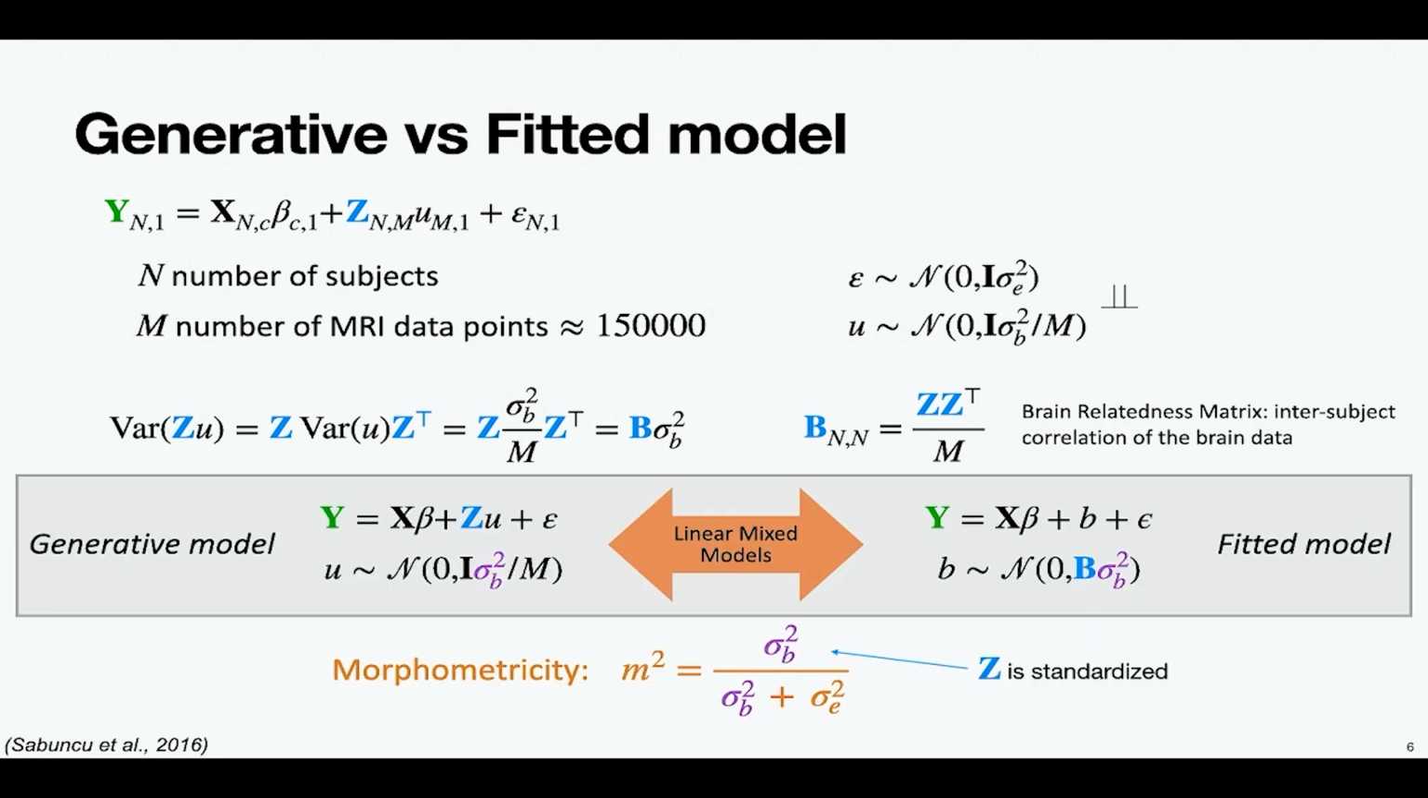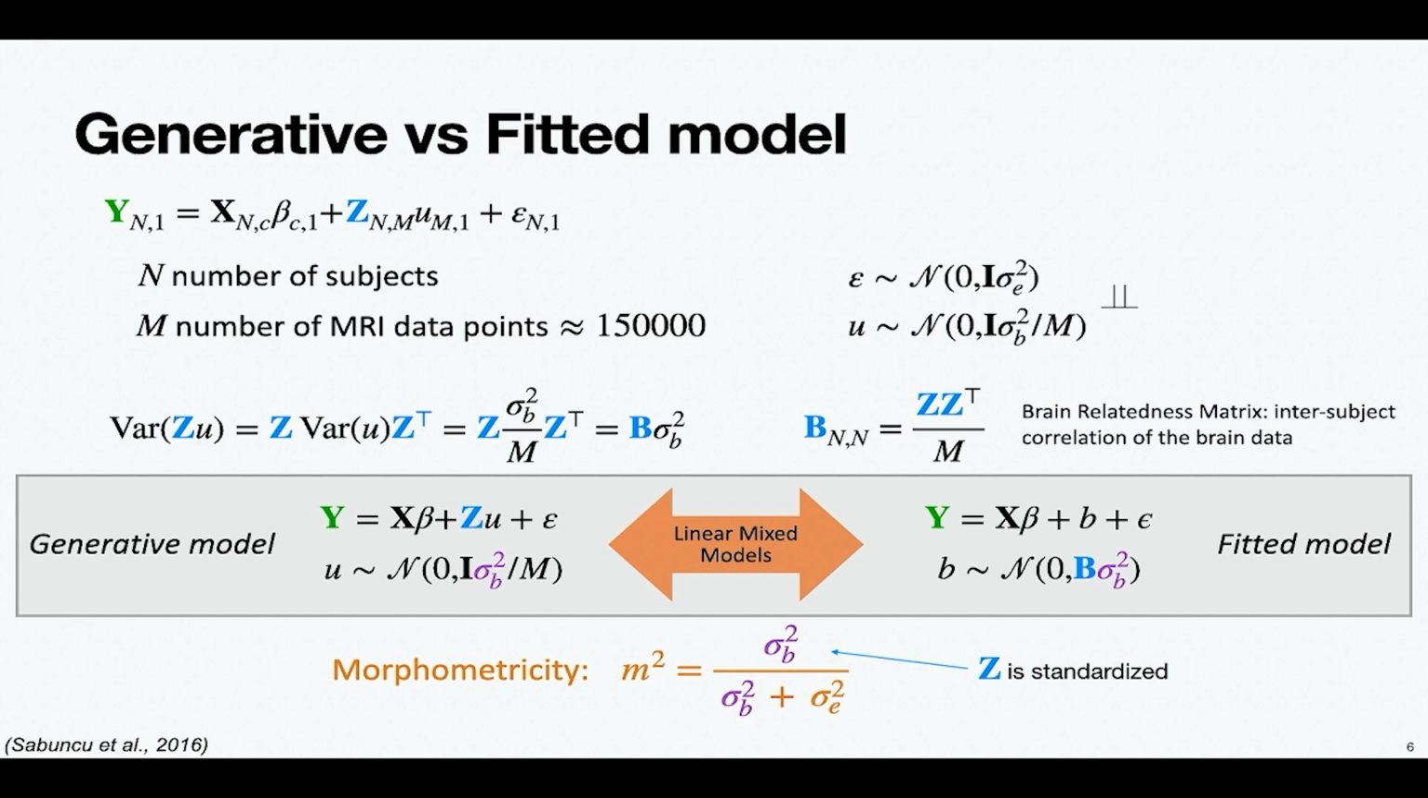So the first linear mixed effect model, which is now on the left, is equivalent to the one on the right, where we have replaced ZU with B, which has variance B sigma B squared, and now B is only of size n, and not m. We call the model on the left the generative model, because this is the one we'll use to simulate data, and the model on the right, the fitted model, because this is the one we'll use to compute morphometricity. Now, morphometricity is the ratio between the variance of B, so sigma B squared, over sigma B squared plus sigma E squared. This is true because Z is standardized, and so B is a correlation matrix. So this is how morphometricity is usually computed.